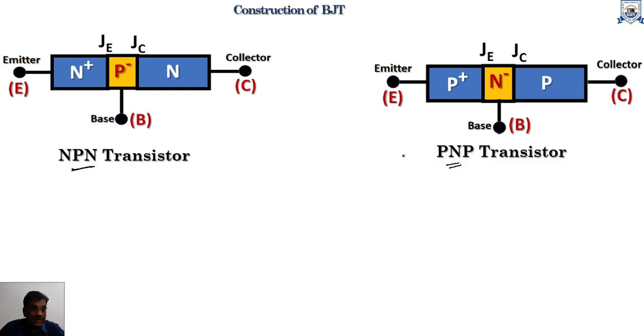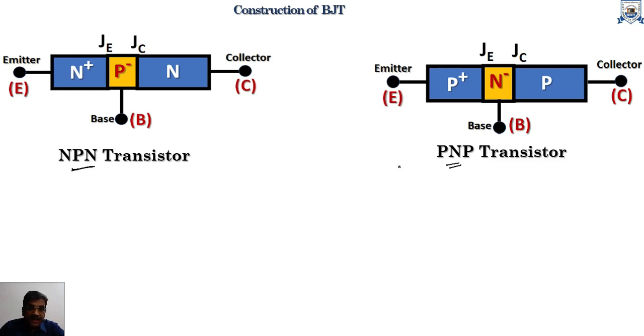From the figure, it is clear that the BJT has three regions, namely emitter, base and collector, and two junctions. The junction on the emitter side is called the emitter junction and the junction on the collector side is called the collector junction.